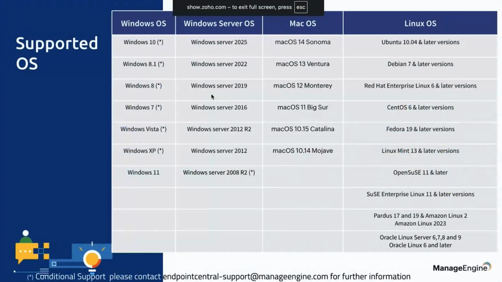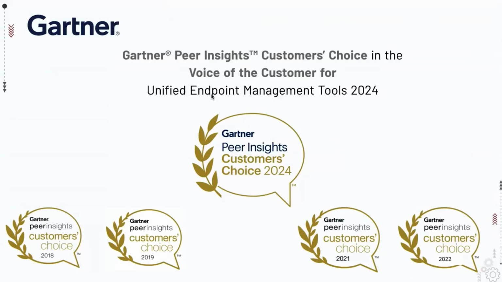The supported operating systems include Windows, Windows servers, Mac, and Linux. On the screen, you see the variety of flavors that are currently supported. If you have any operating system flavor that you would like to know if we would support, feel free to contact our support email, which is mentioned in this slide. Across the globe, users and customers have certified Endpoint Central as a unified endpoint management solution, and multiple awards and accolades have been received under various forums, right from 2018 to 2024.